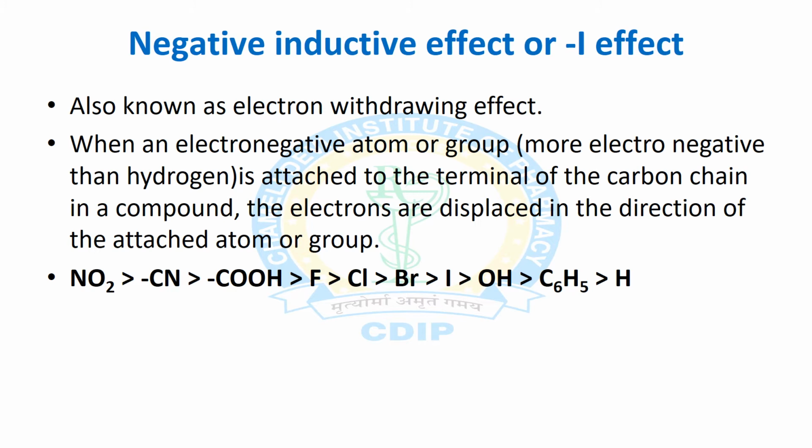Whenever these groups are attached to the carbon atom, they pull the electron cloud towards themselves, and the respective carbon attains a partial positive charge and these groups attain a partial negative charge. Such an effect is known as the negative inductive effect or minus I effect.